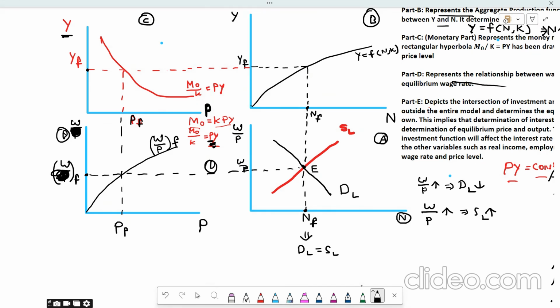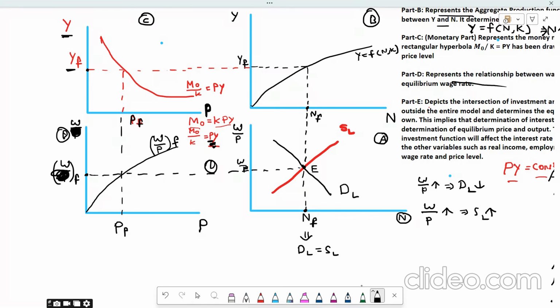So these are the four graphs that we have determined, and after doing all these four graphs we have determined the equilibrium wage rate, that is WF. We have determined the equilibrium price level, that is PF. We have determined the equilibrium employment rate, that is NF. We have determined the equilibrium output rate, that is YF. All of those things are determined.